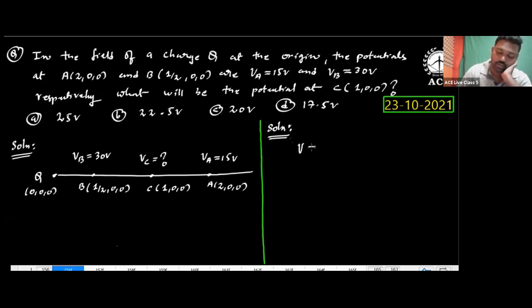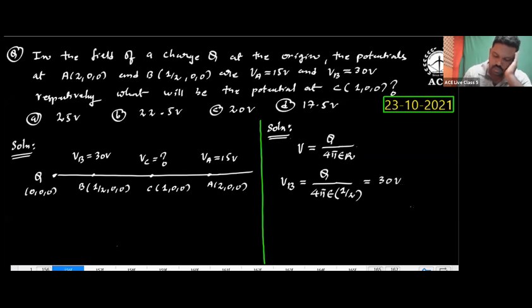Potential V is equal to Q by 4 pi epsilon R. So the potential at point B, VB, is equal to Q by 4 pi epsilon into 1 by 2, which is 30 volts. Here VB is equal to Q by 4 pi epsilon into 2. How much is that? 15.